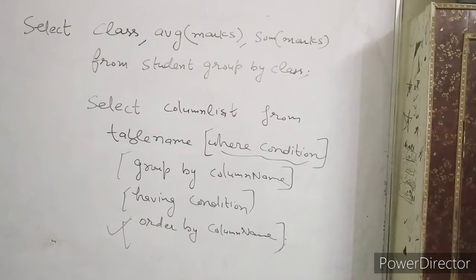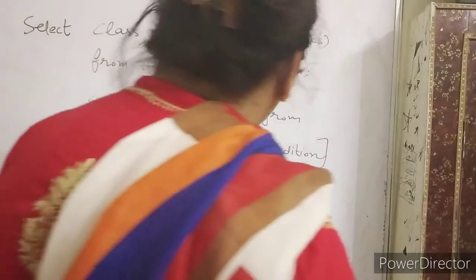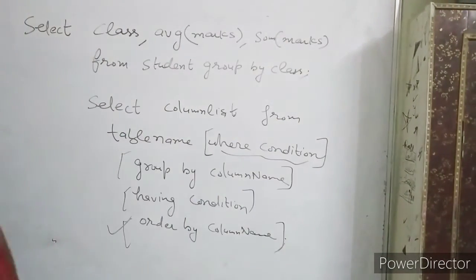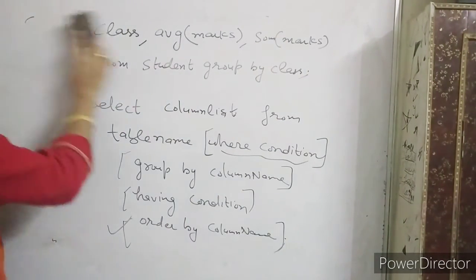Now I am telling you, if all the things are in a query, then what is the sequence of writing the clauses? First is where, second is group by, third is having, fourth is order by. I think you get confused where I will use where and where I will use having. These I will tell you now. We just write down the syntax. I am teaching you about this.